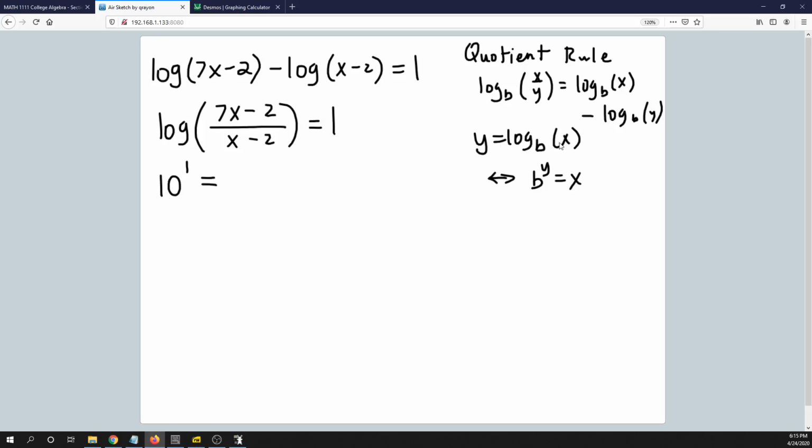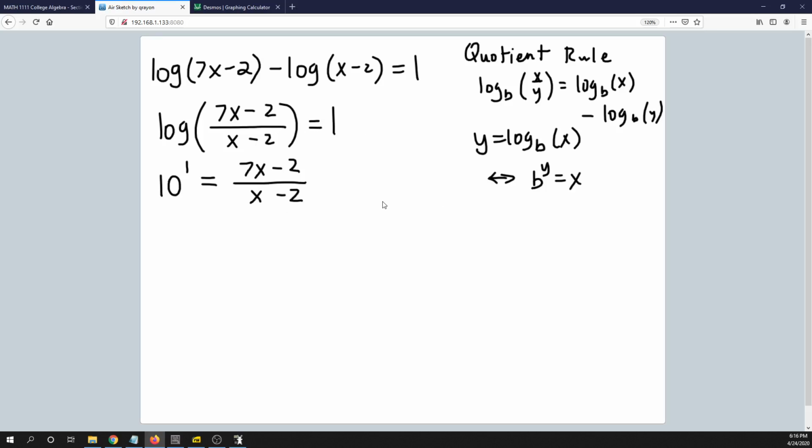All right, and then what is inside the log in the logarithmic form is on the opposite side of the equation in the exponential form as the exponential function. So that's all of this stuff inside here. So 7x minus 2 over x minus 2. Okay.